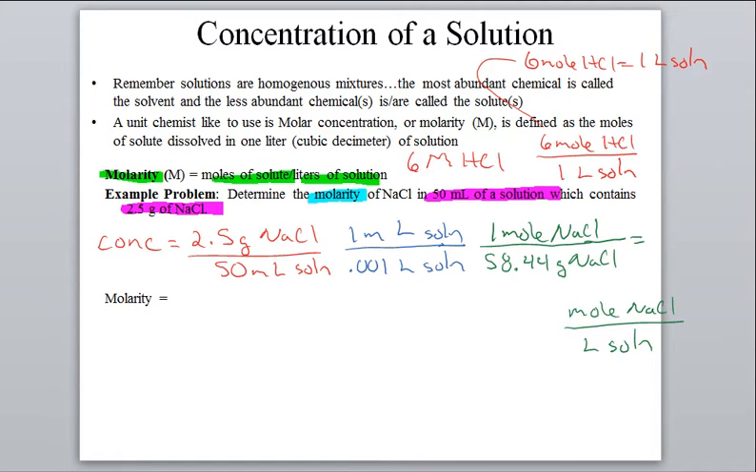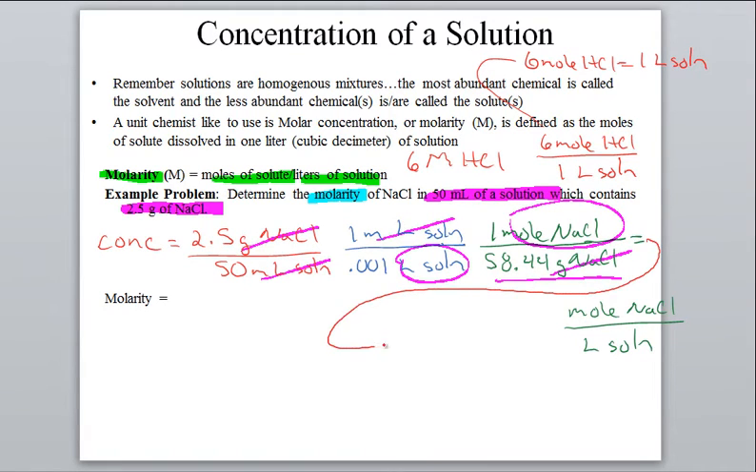The first conversion factor will convert milliliters into liters. So milliliters and milliliters cancels, and then we have the bottom part in per liter. And the second conversion factor, the molar mass of sodium chloride, grams and grams cancels, and we're left with moles of sodium chloride per liter of solution. And when we do the math, our answer is 0.85 moles of sodium chloride per liter of solution.